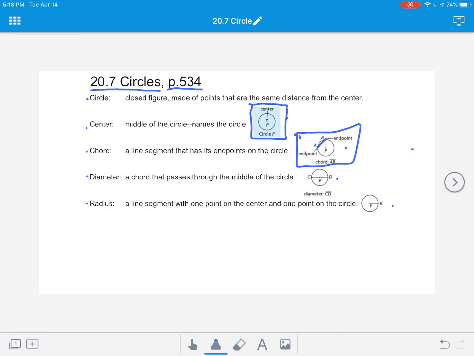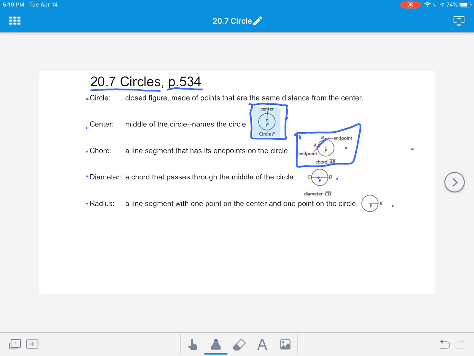Diameter is a very important word that you'll need to have in your mind as we go through this lesson. Diameter is a chord that passes through the middle of a circle. So we often refer to how large a circle is by how far its diameter is from one side of the circle to the other, and it passes through the middle of the circle, which would be the furthest distance across the circle.